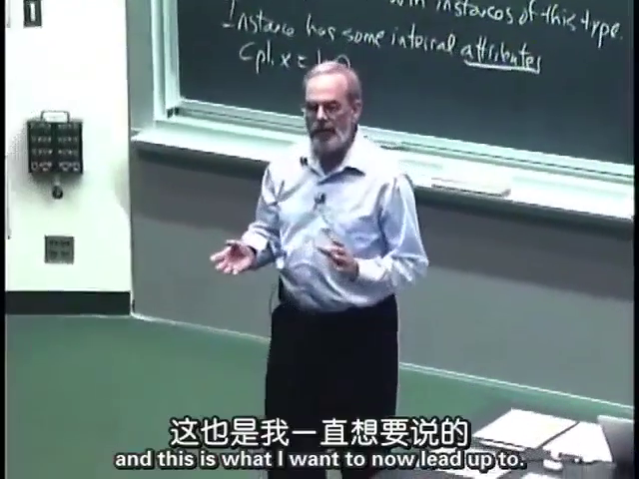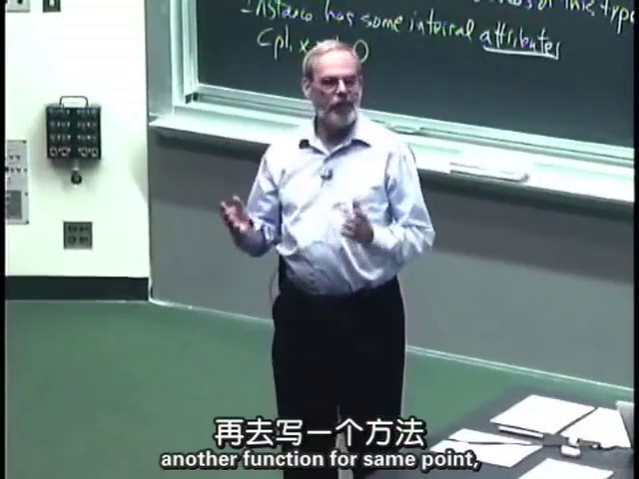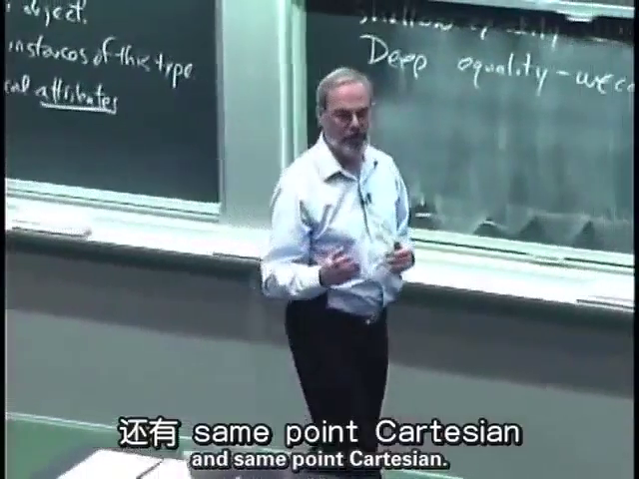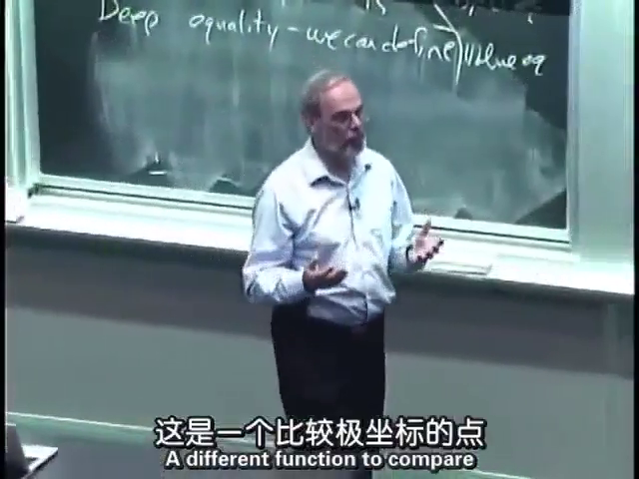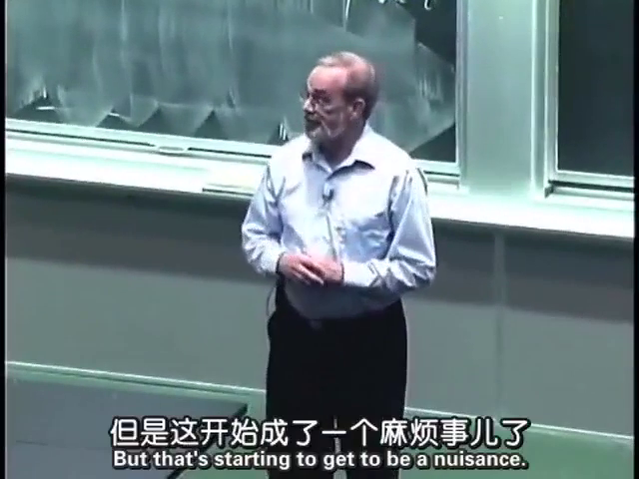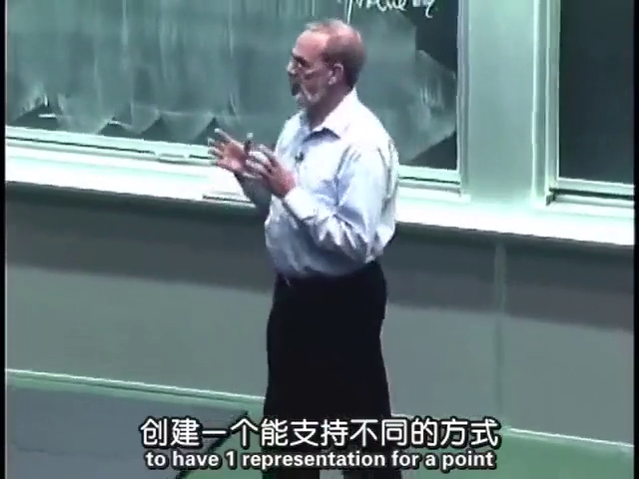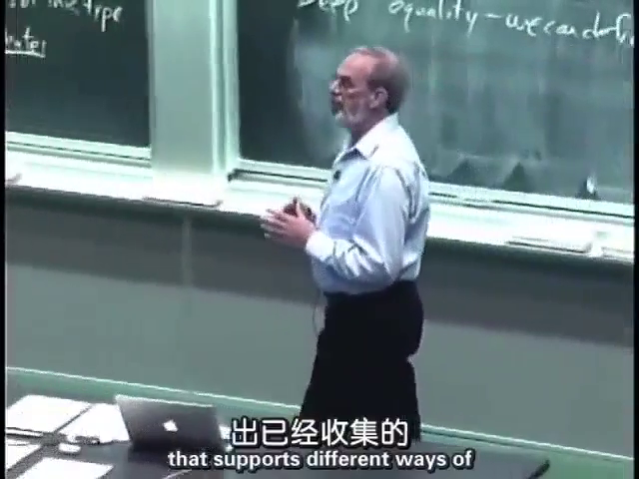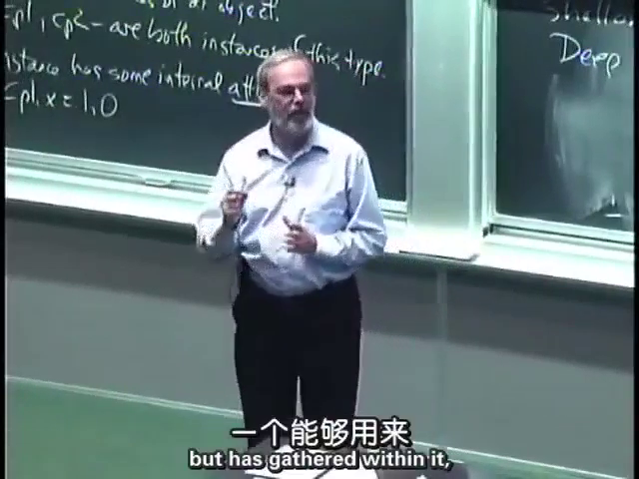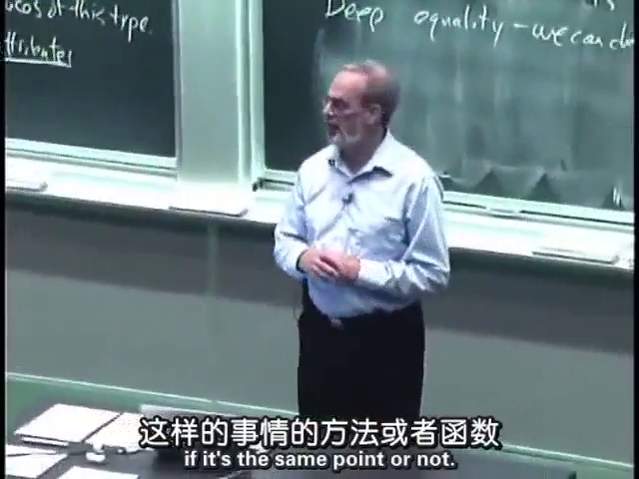And this is what I want to now lead up to. I could imagine writing another function for same point, and I'd have to give it a name like same point polar and same point Cartesian, a different function to compare polar versions of these points. But that's starting to get to be a nuisance. What I'd really like is to have one representation for a point that supports different ways of getting the information out, but has gathered within it a method or a function for dealing with things like how do I know if it's the same point or not.